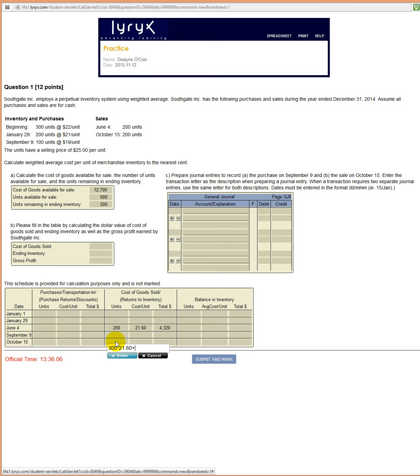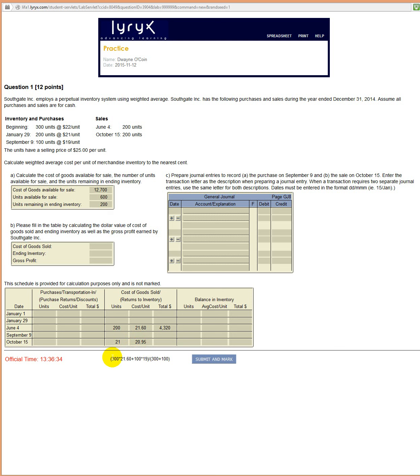And, I think I'm doing the calculation in the wrong place here. Plus we have another 100 units that we purchased at 19. And we need brackets. And then go back to the end and put a couple more brackets. And here we have 300 plus 100. So that $21 actually should be in this calculation, or in this cell here.